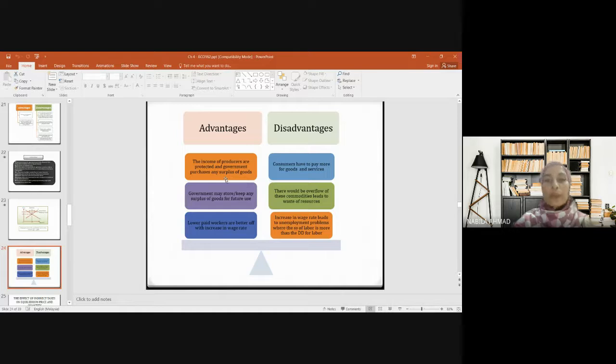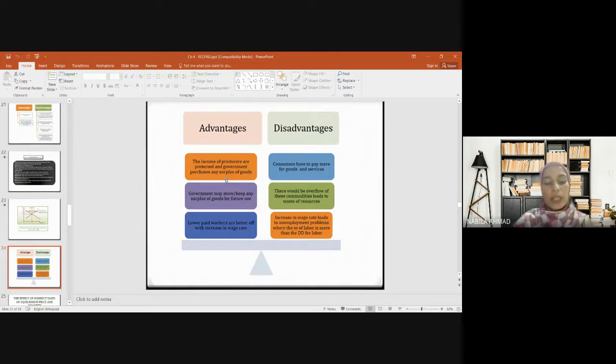Keburukannya, consumer have to pay more ya, betul tak? Kita kena bayar lebih, expensive lah, and unfair to consumer pula. And then there will be overflow of commodity ya, dia akan menyebabkan waste of resources. And macam saya kata tadi, minimum wage akan menyebabkan increase in unemployment problem, pengangguran.